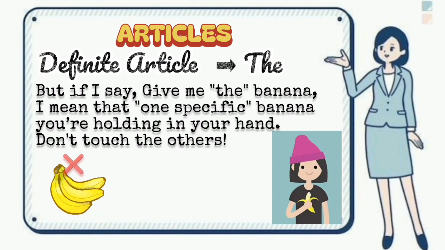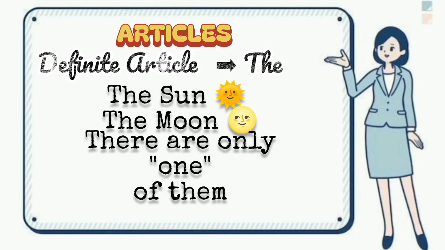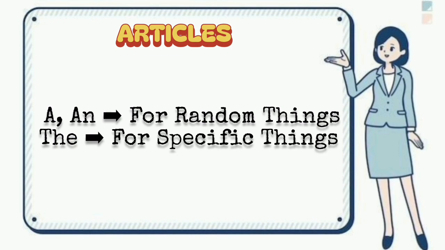Similarly, we also say the sun or the moon because there's only one of them. So in short, if we are talking about any random thing, we will use indefinite articles. But if we are talking about any specific thing, we will use the definite article.